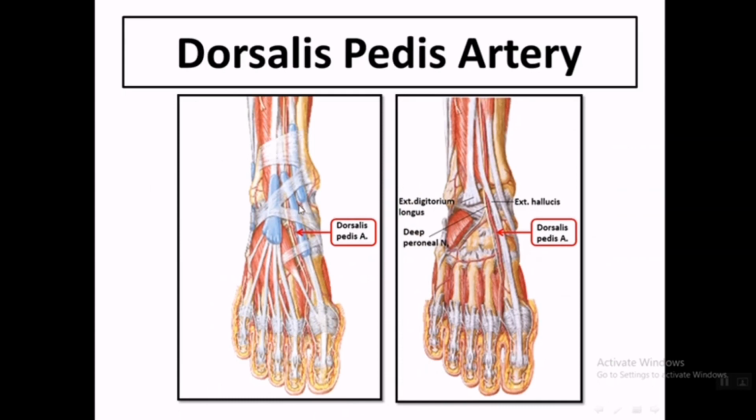As it reaches the region of the ankle, here anteriorly, as it passes in front of the ankle joint, it will become what we call the dorsalis pedis artery. Here, the dorsalis pedis artery is related medially to the extensor hallucis longus, and laterally is the deep peroneal nerve and the extensor digitorum longus muscle.